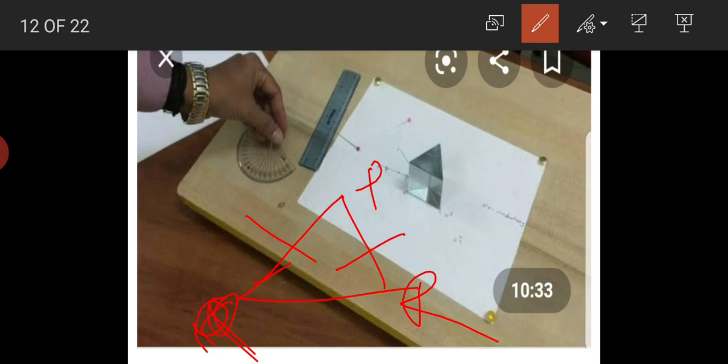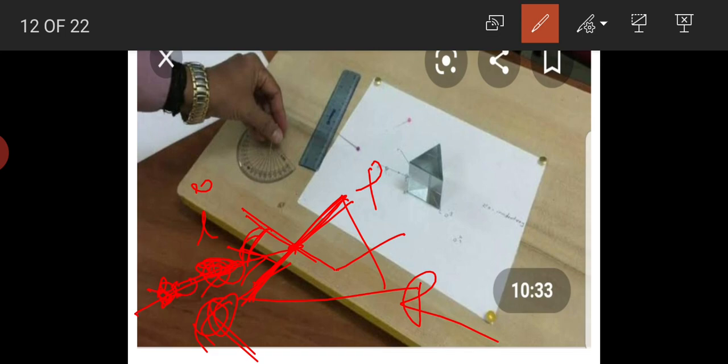Now, using a protractor, draw a line at an angle of 30 degrees to the normal of side PQ. This line will act as the incident ray, and this angle of 30 degrees is nothing but the angle of incidence. Now take two small pins and place them on this incident ray.